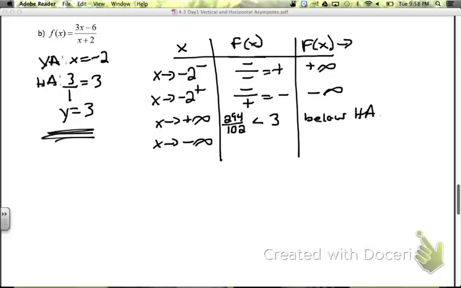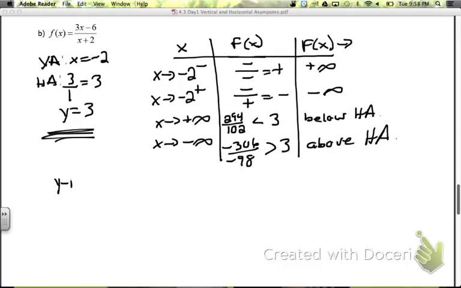And if we look at as x is approaching negative infinity, we're going to get a value of -306 all over -98, which is actually going to be greater than 3, and therefore we know it is above our horizontal asymptote. A couple other values that we need to make sure that we look at.